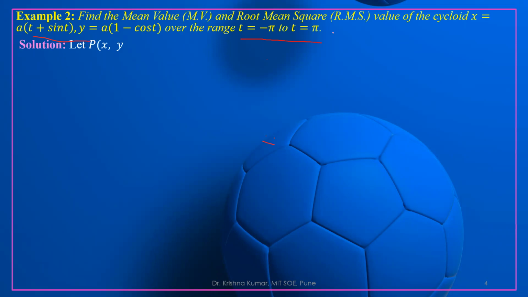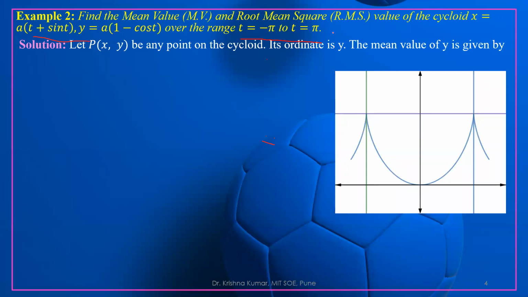So let P(x, y) be any point on the cycloid. Its ordinate is y. So x is the abscissa and y is the ordinate. So we have to find the value of y. The mean value of y is given by... what is the mean value of y?